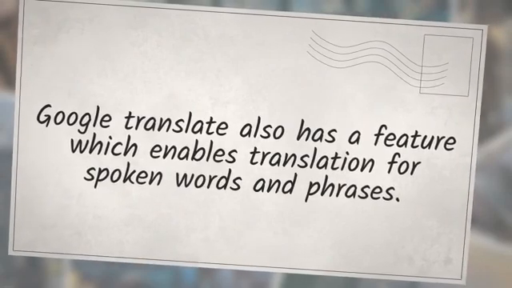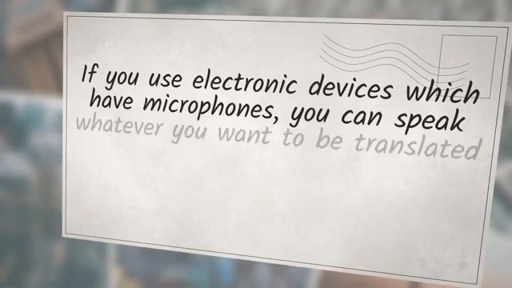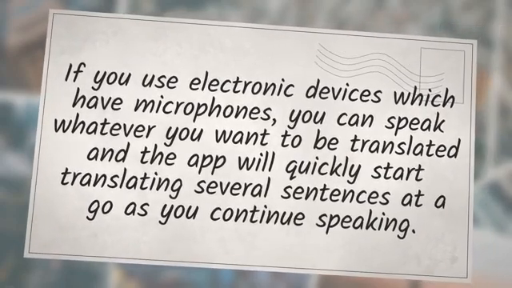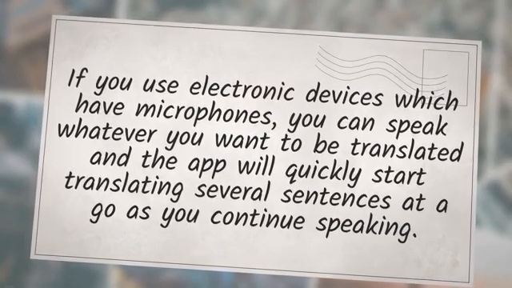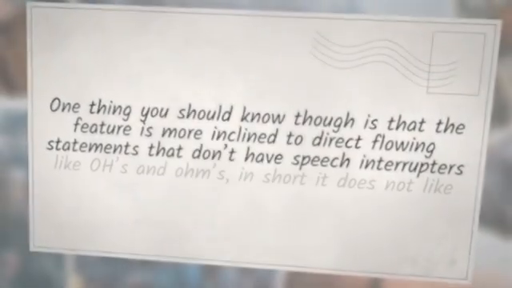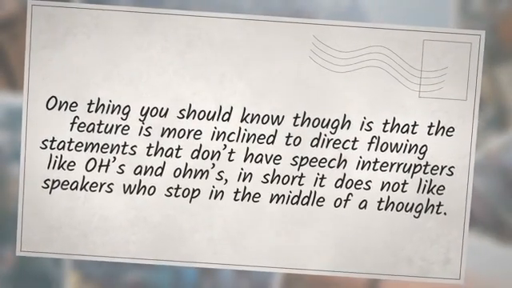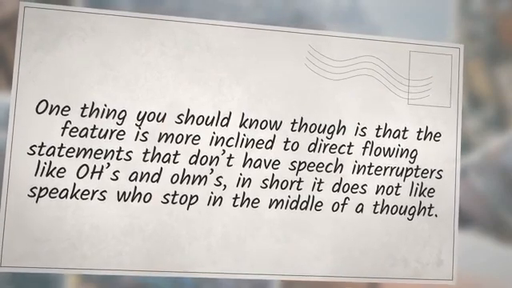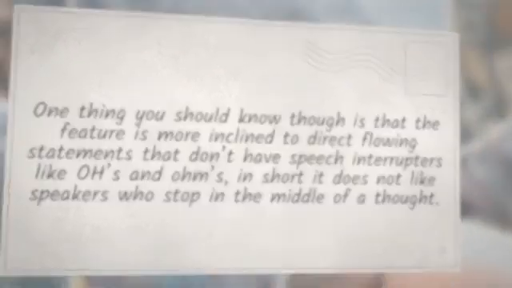Google Translate also has a feature which enables translation for spoken words and phrases. If you use electronic devices which have microphones, you can speak whatever you want to be translated, and the app will quickly start translating several sentences at a go as you continue speaking. This means it can translate anything it hears. One thing you should know though is that the feature is more inclined to direct flowing statements that don't have speech interrupters like ohs and ohms. In short, it does not like speakers who stop in the middle of a thought.